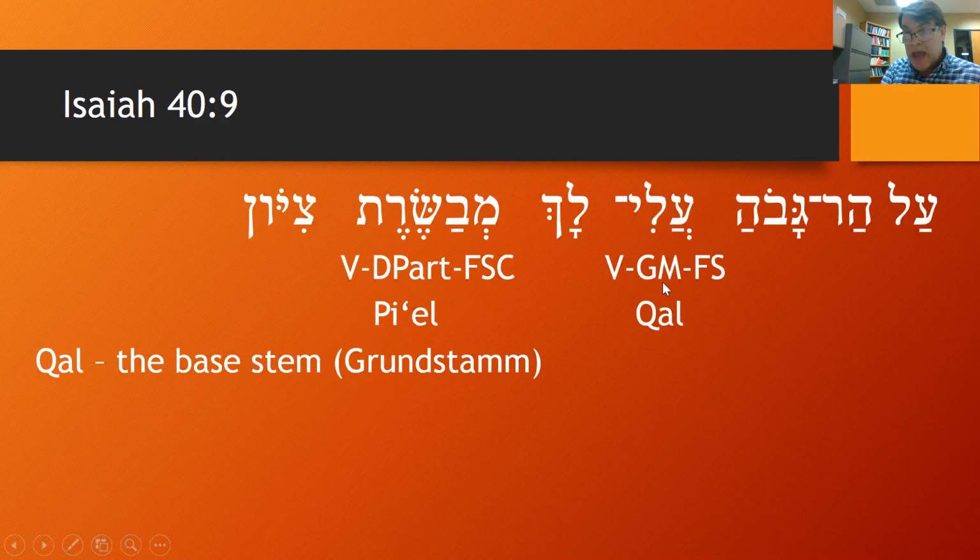The M is what I'm using for imperative, which means it's a command. And it's feminine singular. So whoever is being commanded here is feminine singular. I think it's Zion.